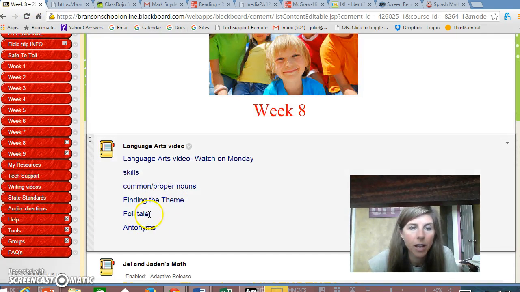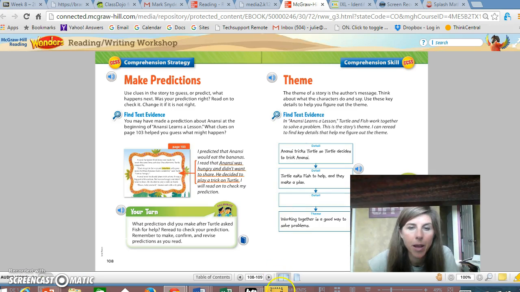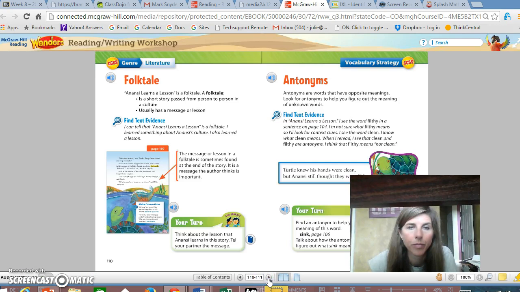All right, let's go on to our next. So it's a folktale. What is a folktale? Let's go ahead and read about that. So Anansi Learns a Lesson is a folktale. You'll be reading that. It is a short story passed from person to person in a culture. Okay? And it usually has a message. So that kind of does go along with the theme, because a folktale has a message or a lesson the author's teaching through the folktale or through the story. So that is what a folktale is.